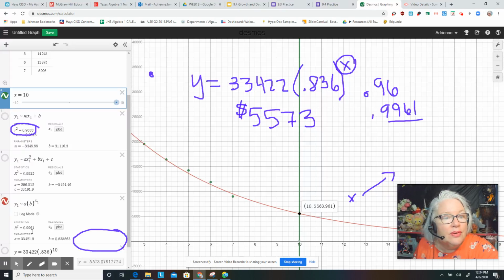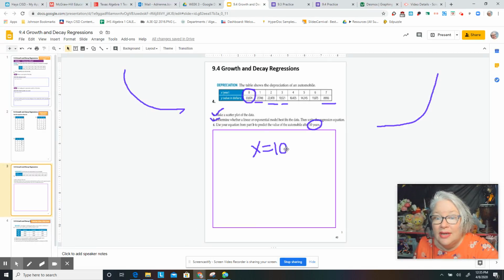What did we do? 33421.9, I rounded to 2. 0.836, it was 0.835863. So we did do a little bit of rounding, which did give us a little bit of a different answer when we did it algebraically versus using our graph. But still about $5,564, 5,573. Unless I entered something wrong. 33422, 0.836. Nope. There you go. So about $5,500. So I would like you to come back over here and enter your answers in this box right here.